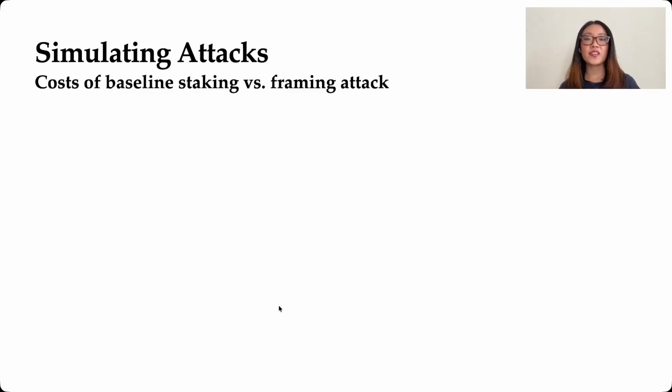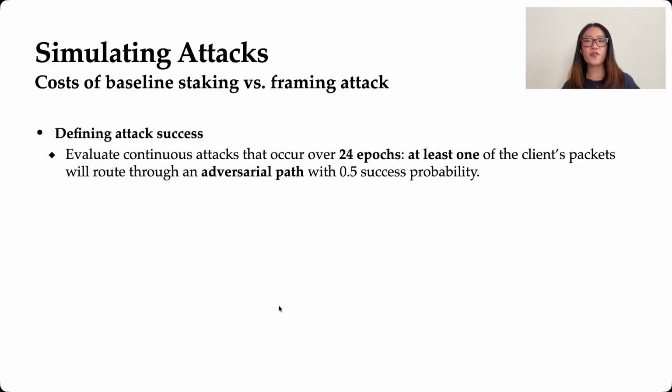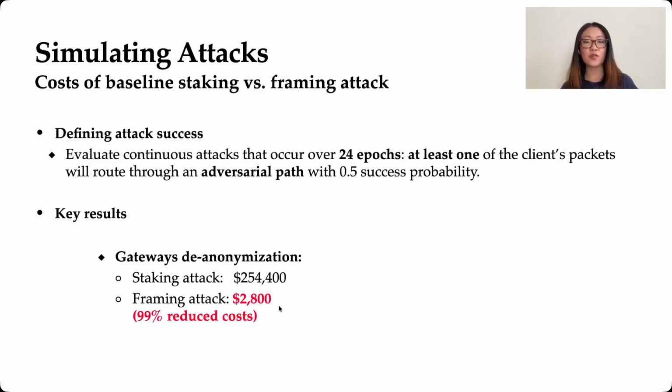So to simulate the attack, we want to understand the cost of the baseline staking attack versus the framing attack. To define the attack success, we evaluate a continuous attack across 24 epochs, and we want at least one of the client's packets to route through an adversarial path with 0.5 success probability. And the key result here is that for gateway de-anonymization, the staking attack costs approximately $250,000, while the framing attack only costs $2,800. And that is a 99% reduction in costs.